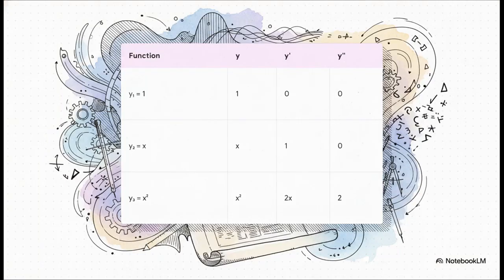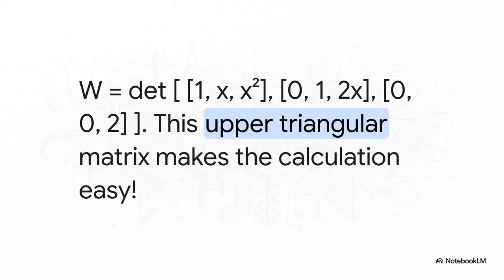So, to build the Wronskian, we're really just building a matrix. The first row is super easy. It's just our functions, 1, x, and x squared. For the second row, you just take the first derivative of everything in the row above it. So that's 0, 1, and 2x. Since we have three functions, we need a 3 by 3 matrix, which means we need to go one more level. The third row is the second derivatives, 0, 0, and 2. Simple as that. And here is the matrix we need to find the determinant of.